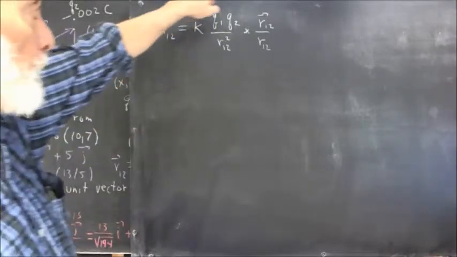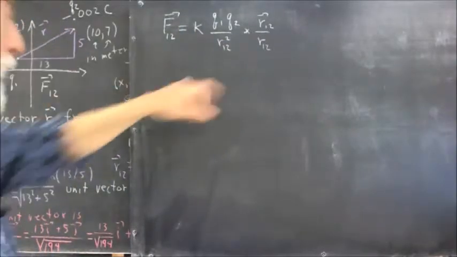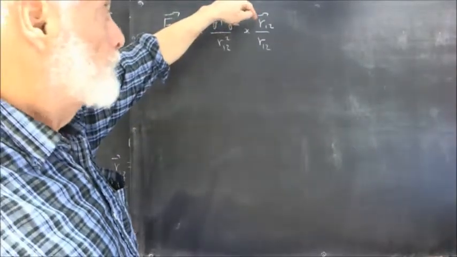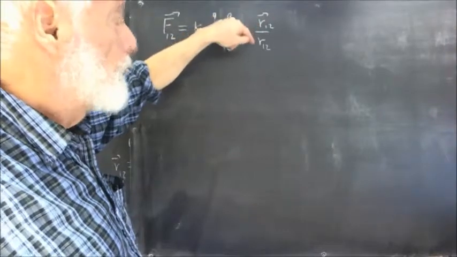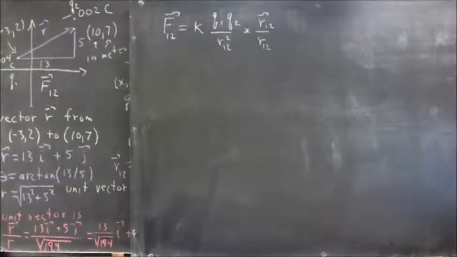We do kQ1Q2 over R squared, and then we multiply by the unit vector, R12 over the magnitude of R12. That gives us a vector in the appropriate direction, and we'll see how the direction does work out appropriately. So, you should proceed with the calculation if you haven't already.